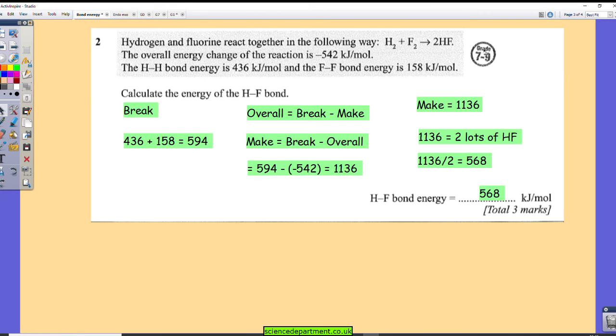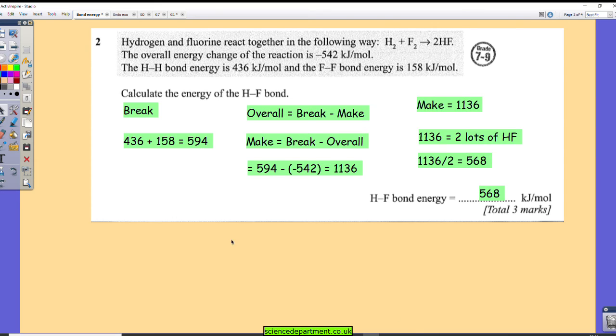In this very challenging question, it's a grade 7 to 9 question, you're asked to find out the hydrogen to fluorine bond energy. So we've got the reaction here, hydrogen plus fluorine makes 2 molecules of hydrogen fluoride. So the first thing we need to work out is the energy required to break this hydrogen-hydrogen bond and the fluorine to fluorine bond. Well, we can work that out as adding the 2 together makes it 594 kilojoules per mole.